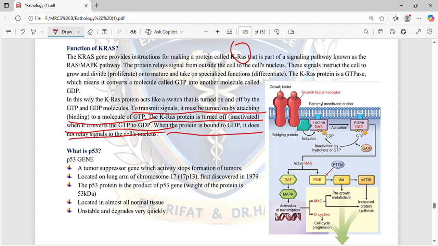What is P53? P53 is a tumor suppressor gene whose activity stops the formation of tumors, located on the long arm of chromosome 17, first discovered in 1979. The P53 protein is the product of the P53 gene. The weight of the protein is 53 kilodaltons. That's why it is called P53. It is located in almost all normal tissues, is unstable and degrades very quickly.